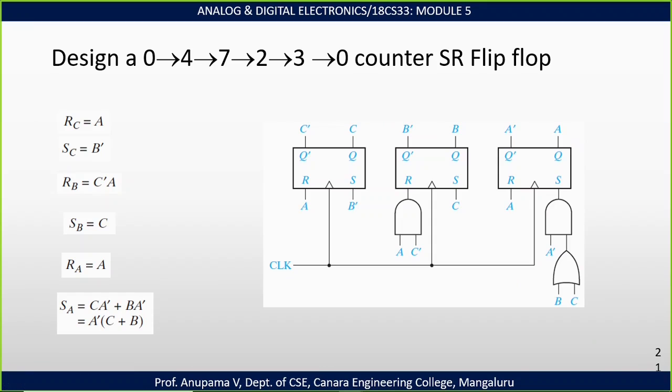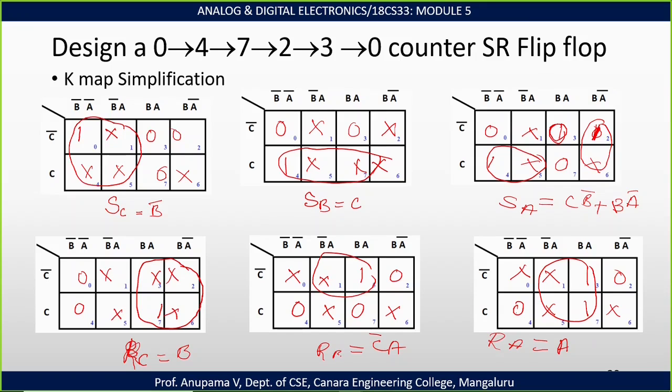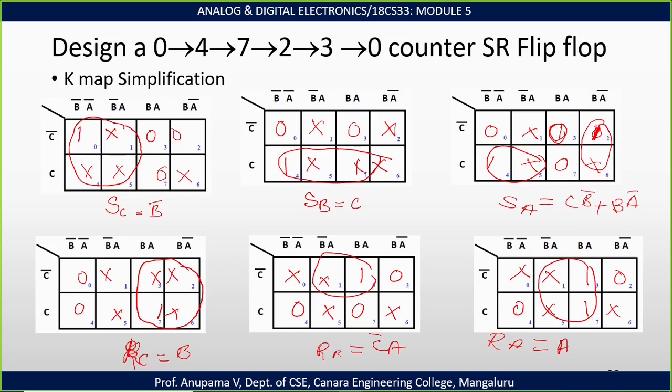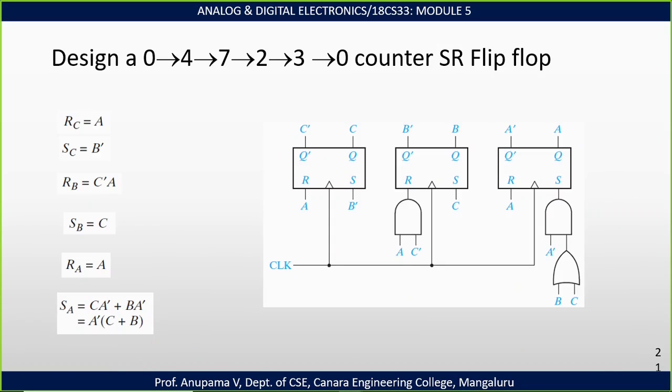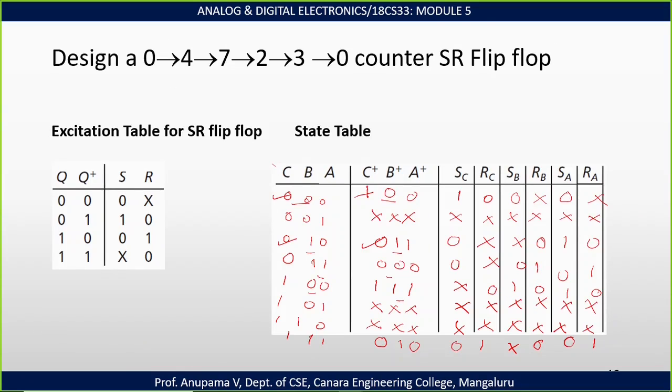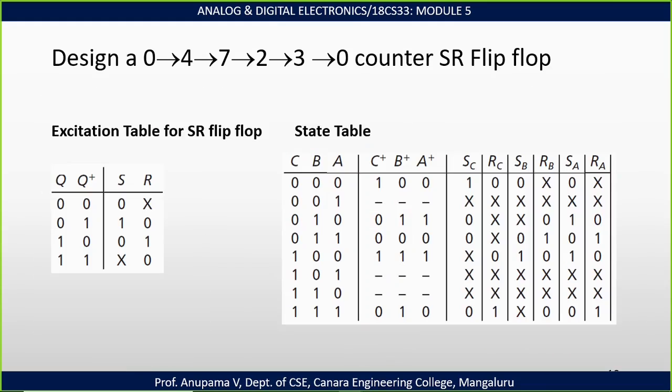Now RC is equal to A, SC is equal to B bar, RB is equal to C bar A, SB is equal to C, RA is equal to A, SA is equal to C A bar plus A B A bar. So here A bar is common, I can take it out. So these are the values.